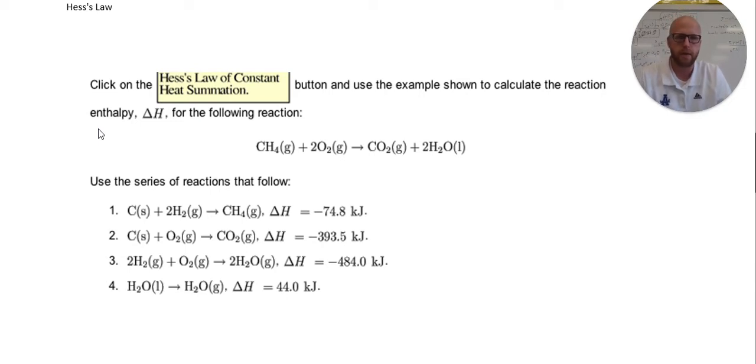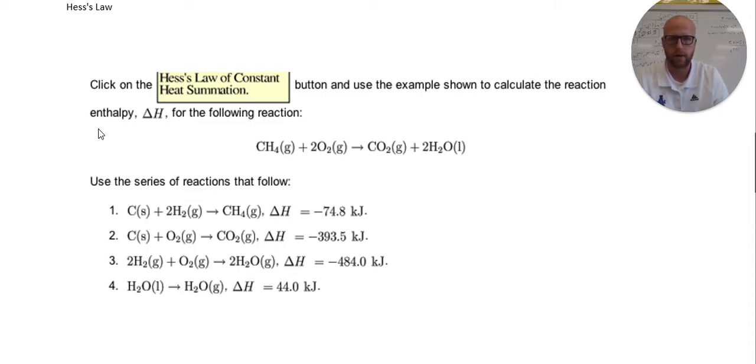Okay, so let's do a practice problem here with Hess's law. Now remember, with Hess's law, it's not overly challenging, but it is tedious. So make sure you're not skipping steps, right? Go through this step by step, do it correctly.